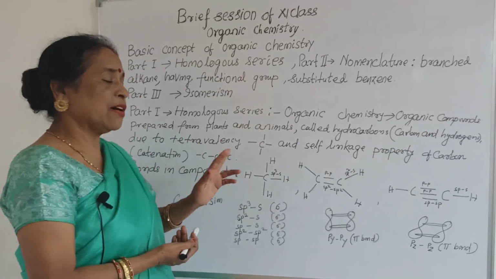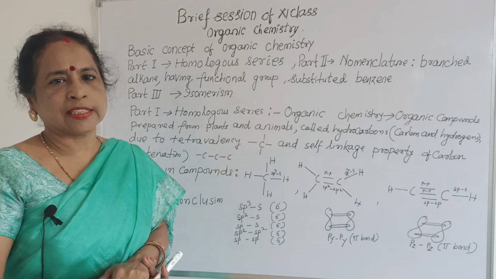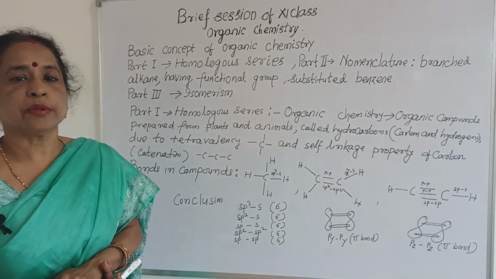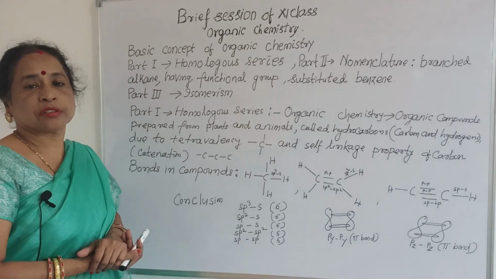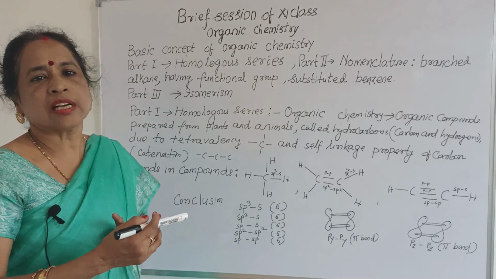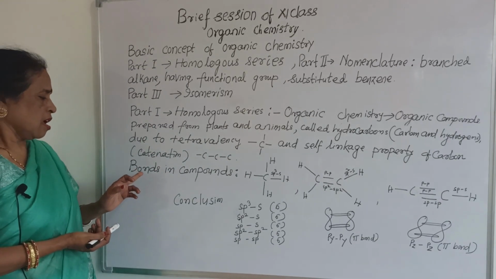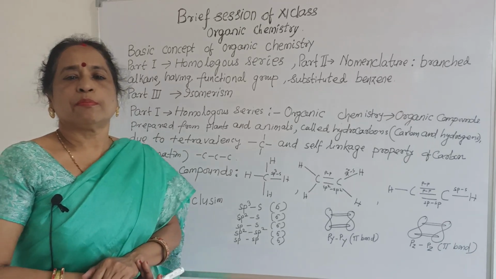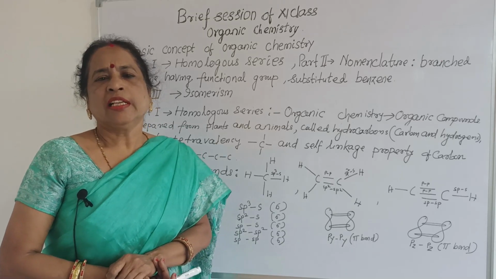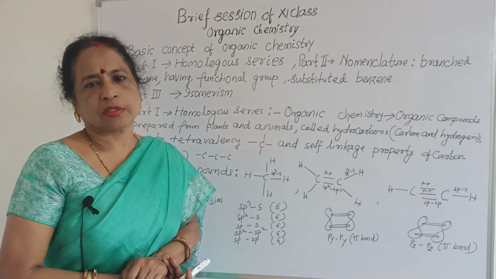One is the tetravalency of carbon. We know carbon has 4 valency. The second one is the self-linkage property of carbon, that is called catenation. That means one carbon atom joins with another carbon atom easily. Then come to the next point, bonds in organic compounds. Generally, in organic chemistry, the compounds are formed by sigma and pi bonds.